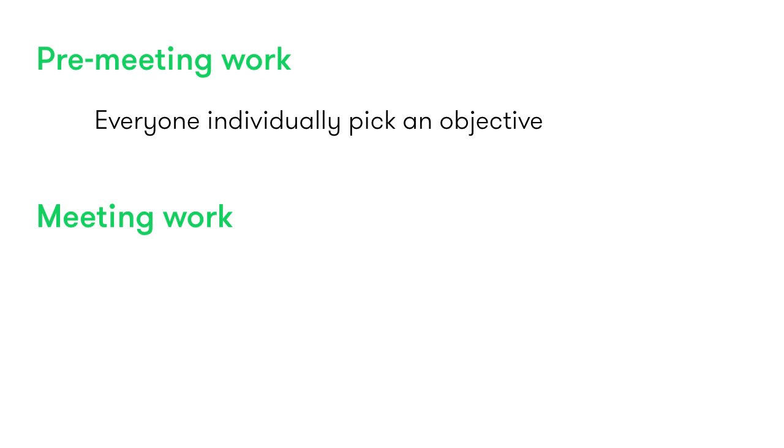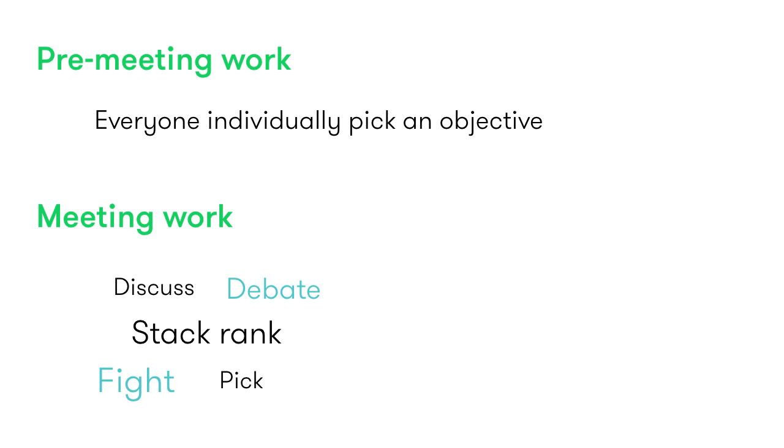So what are you going to do during this meeting? Once you have all the objectives, you're going to discuss it, debate if you want to, stack them, rank them, fight if you're these kind of people, and pick one, okay? So at the end of this phase of the meeting, you pick one objective. Once this is done, you're going to free list metrics for this objective.